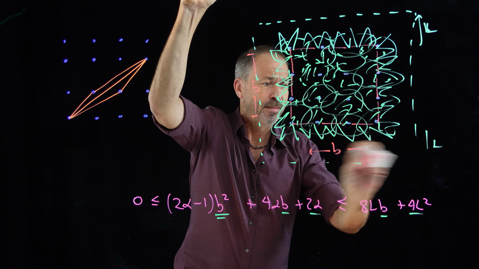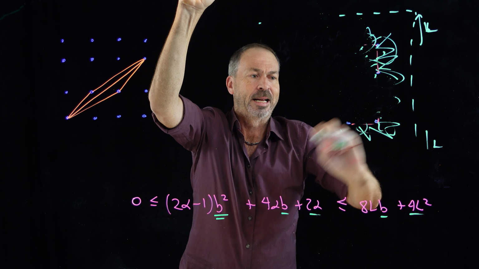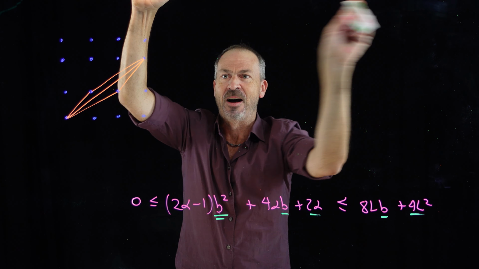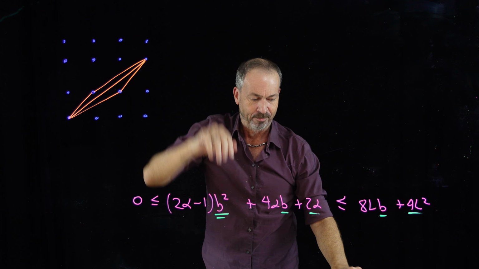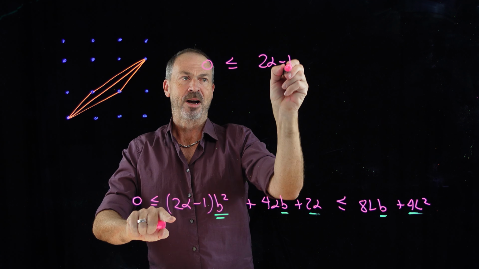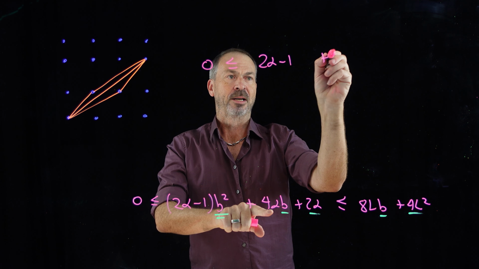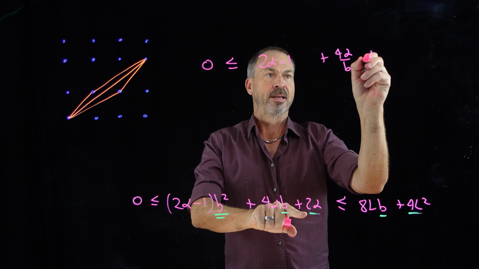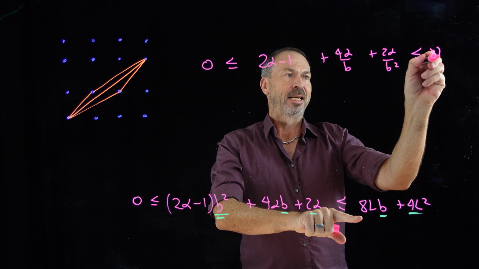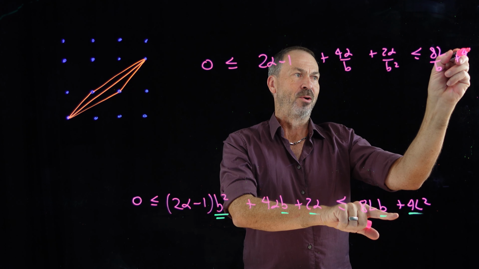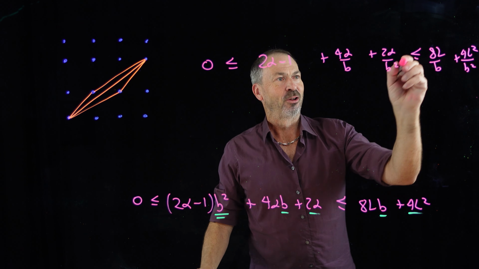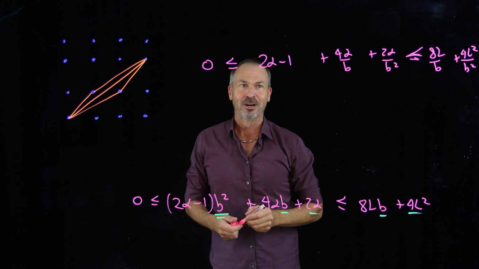I guess we can let b be any value we like. Let's see if I can clean this up. Let's take that inequality, just to be mathematically precise, and divide through by b squared. So that's telling me 0 is less than or equal to this number, (2 alpha minus 1) divided by b squared, plus 4 alpha over b, plus 2 alpha over b squared. And that's less than or equal to 8l over b plus 4l squared over b squared. This is looking very calculusy, very squeeze theorem type stuff.